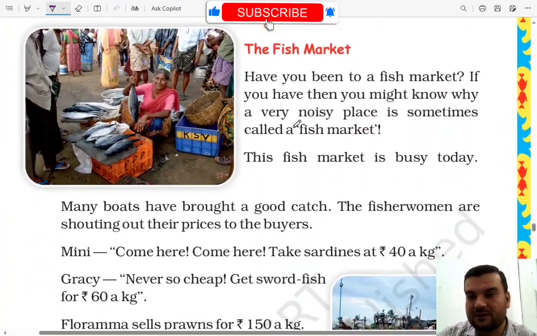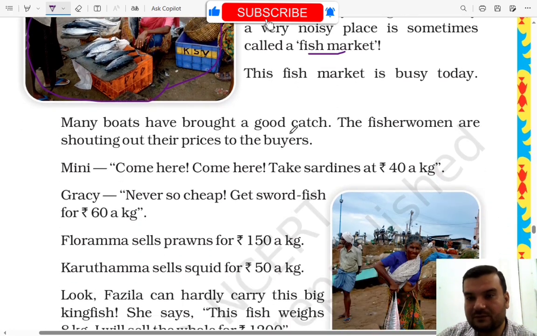The fish market. Maybe you have all been visiting the fish market. Have you been to the fish market? If you have, then you might know why a very noisy place is sometimes called a fish market. If you are creating indiscipline in the class, your teachers may have told you, what is this? Is this a classroom or a fish market?